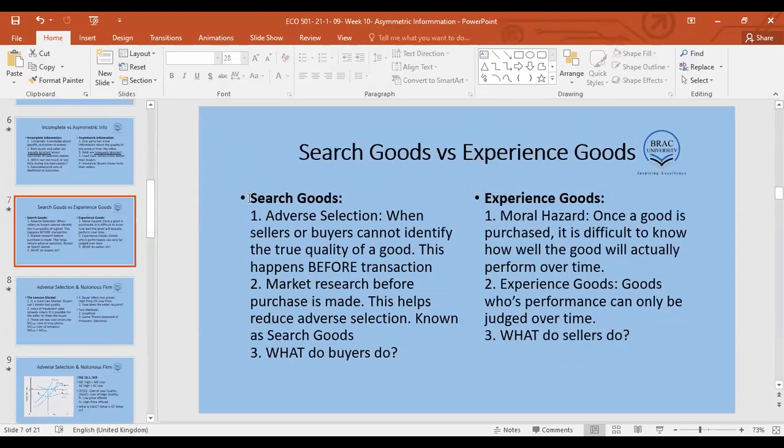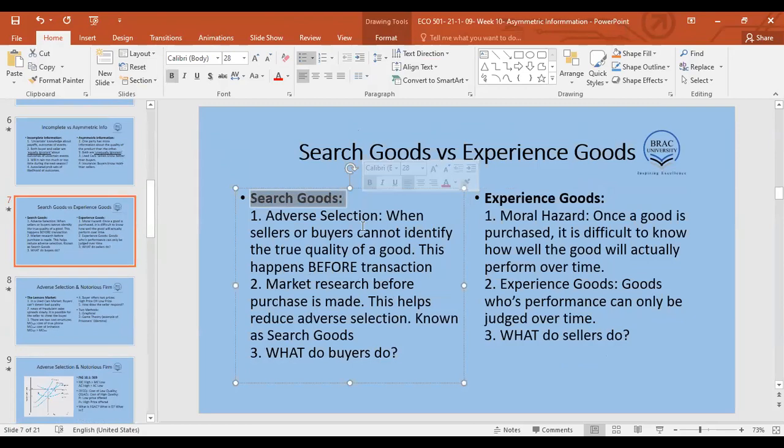Before we make a transaction, we call them search goods. According to your text, the actual word is adverse selection. After we make the purchase, only after time has gone can we know whether it was a good buy or a bad buy. These we call experience goods according to your text, or we call it moral hazard. Okay, now let me look at adverse selection first.